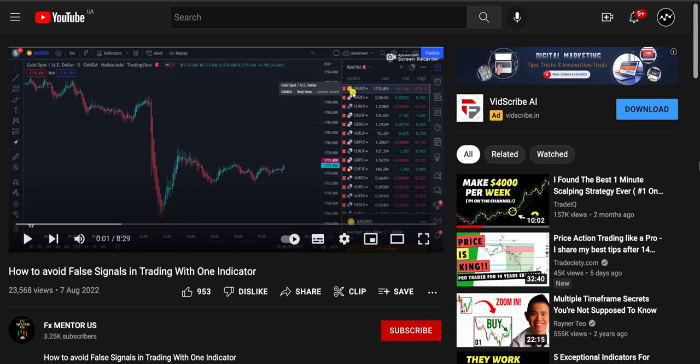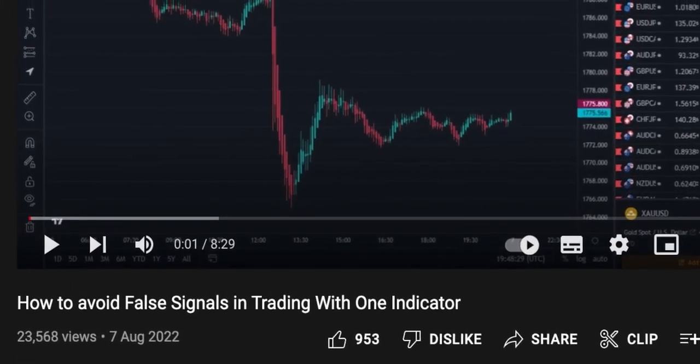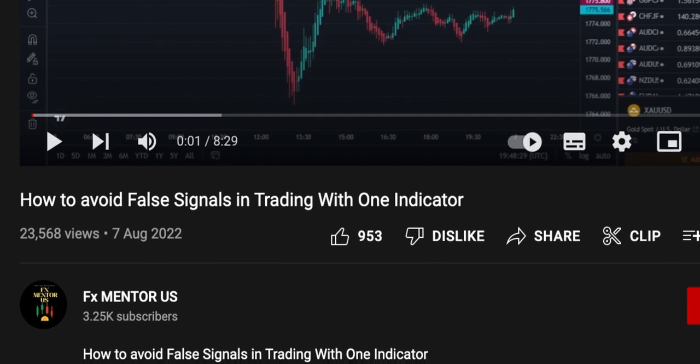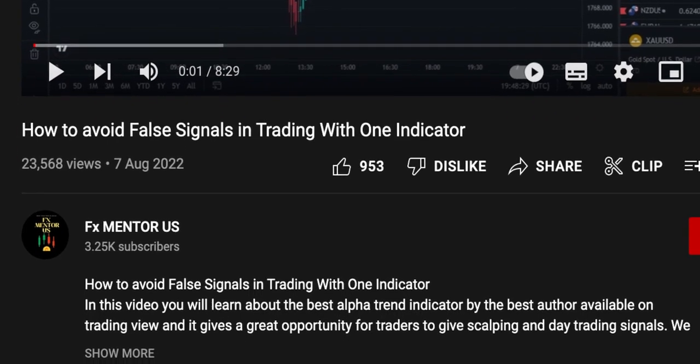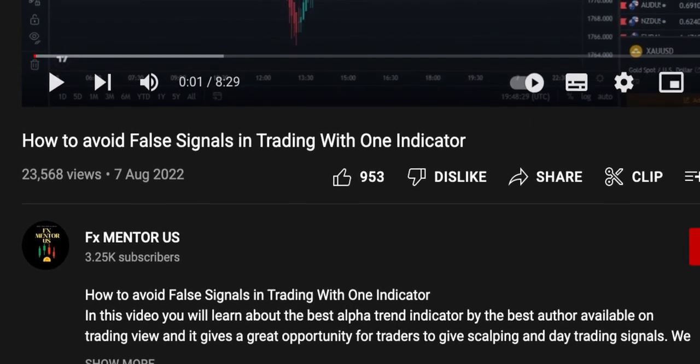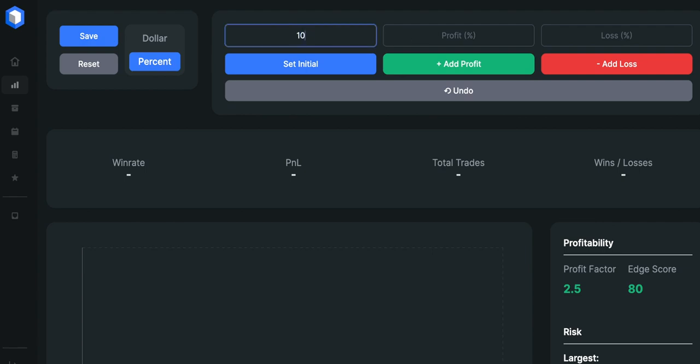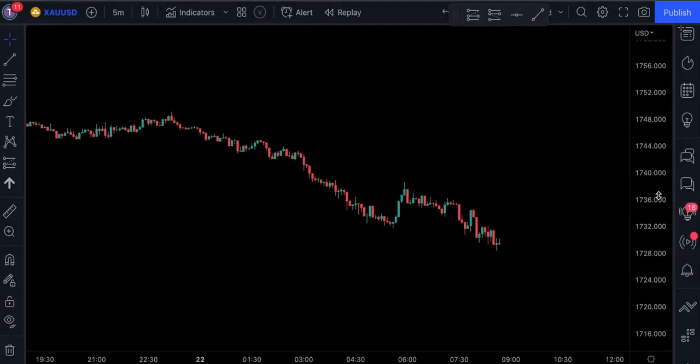In this video, I will backtest the indicator that helps to avoid false signals in trading to see how good it is. This method was shared by FX Mentor US, so let's actually see what this is all about. For my backtesting, I will set my initial account size at $1,000 with 1 to 1.5 risk-reward ratio and 2% risk per trade. Okay, so the person who shared this strategy mentioned that it works perfectly well on the price of gold on a 5-minute time frame.